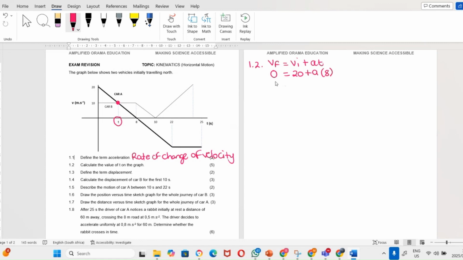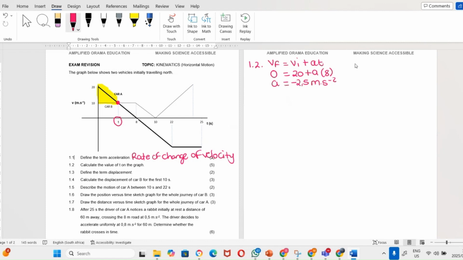And that would give you an acceleration of negative 2.5 meters per second squared, right? And obviously the acceleration is negative because the object is slowing down. Car A is slowing down from 0 to 8 seconds. Then now you know the acceleration of car A between 0 and 8 seconds. What you can then do is focus your attention on this particular segment of the motion of car A, only on that segment.